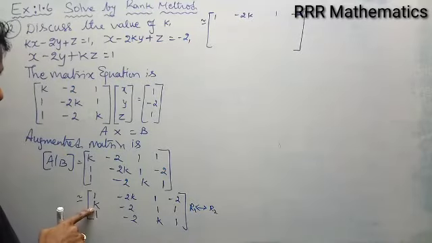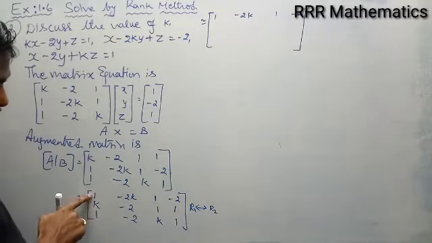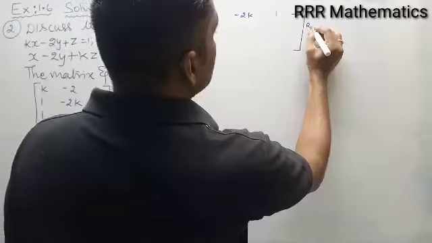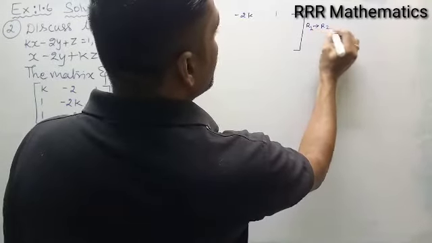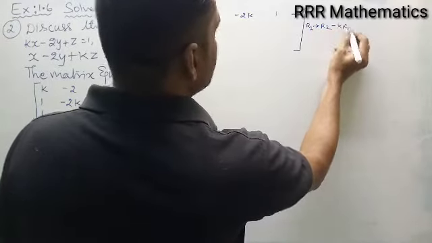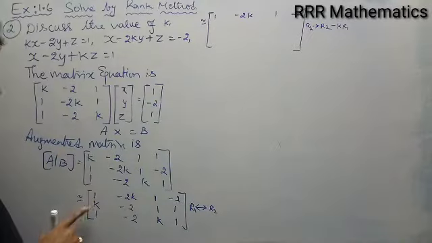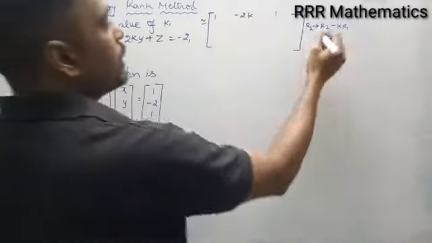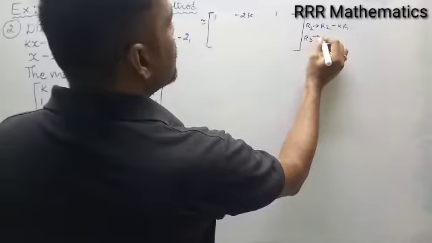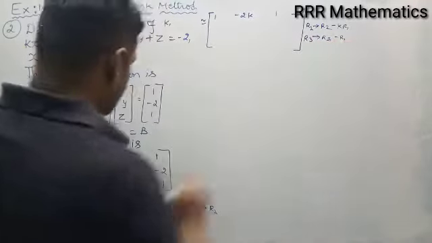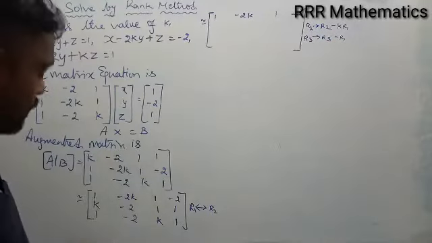For bringing 0 here, just multiply k in R1 and subtract. R2 implies R2 minus k times R1. See, I have the same sign, so I will subtract. I have k here, so just multiply by k. R3 implies R3 minus R1, because the same number 1 and 1, directly I can subtract.